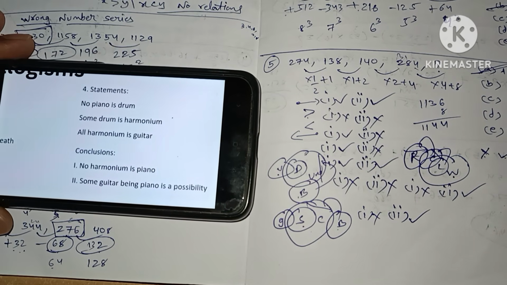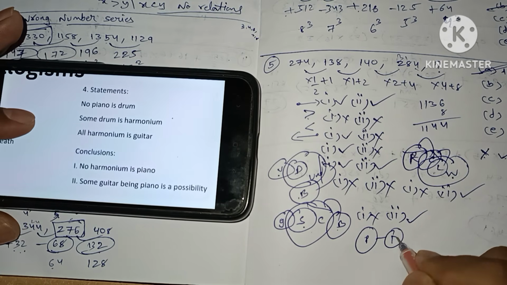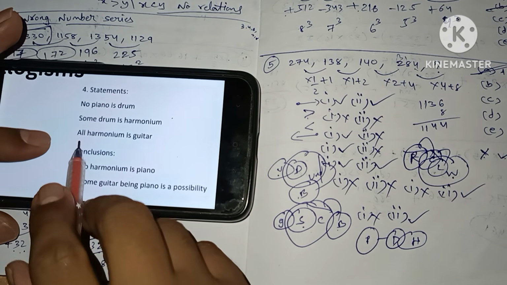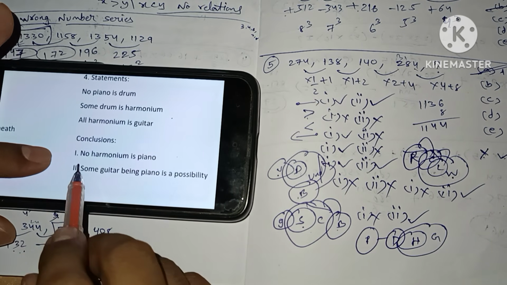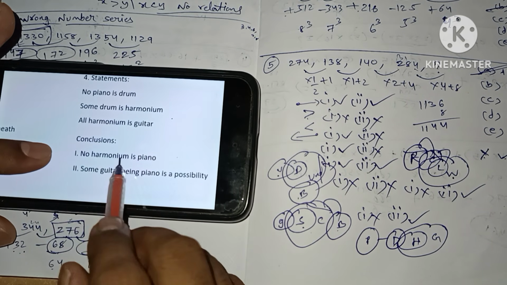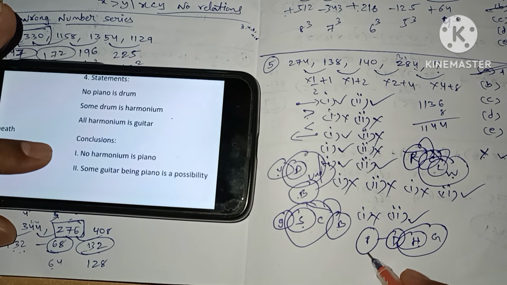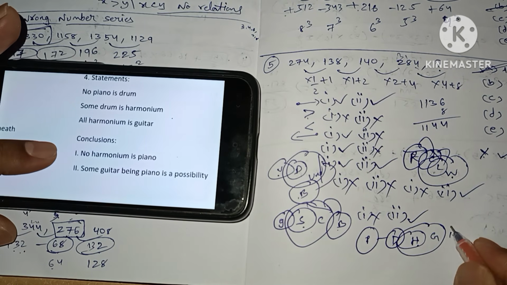Question number 4 is, no piano is a drum. Some drum is harmonium. All harmonium is guitar. Let's see conclusions. No harmonium is piano. So we check some harmonium can be piano. Some part of harmonium can share with piano. As it is possible, some case possible means no case fails. So first conclusion will be false.